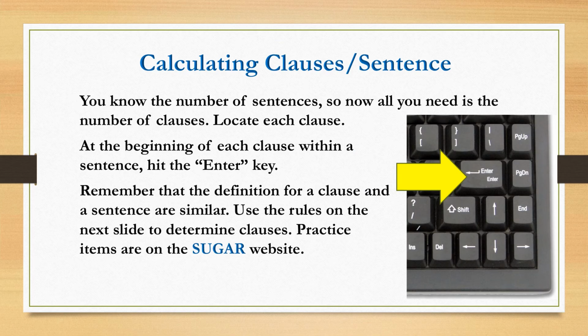We're ready for the last metric, clauses per sentence. With the numbering function on, locate each clause. Guidelines are on the next slide. If you find additional clauses in a sentence, go to the beginning of the additional clause and hit the Enter key. This will move the clause down and renumber the remaining sentences. Don't worry about leftover pieces of other clauses, even if they're only partial. Remember that we're counting clauses, not constructing grammatically correct leftovers. Practice items are located on this website.